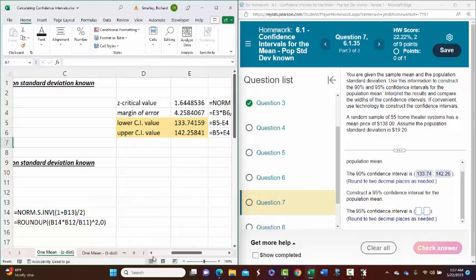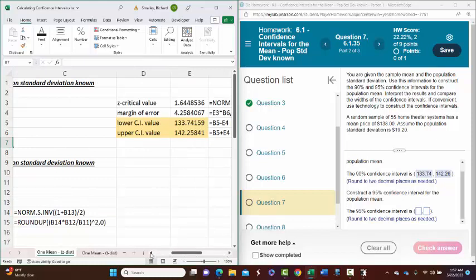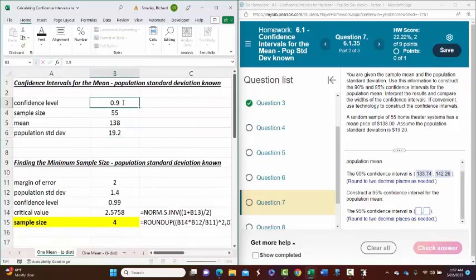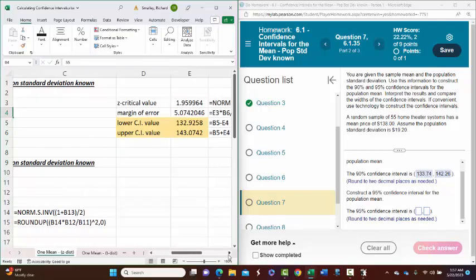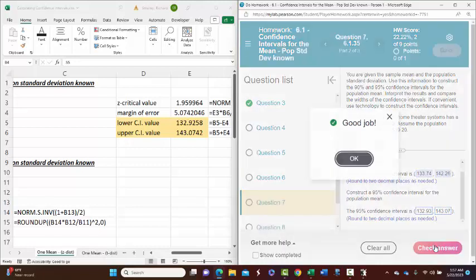I'll tell you what I'm going to do. Because this is still up on the screen right now, I'm going to do this method first for the 95, and then I'll go back and show you the calculator. That'll be easy to do too, but this is right up here, so let's do it. Let's change that to 5. Let's go over here and see what our new interval is going to be. I like 132.93. Okay. 143.07. Good job.